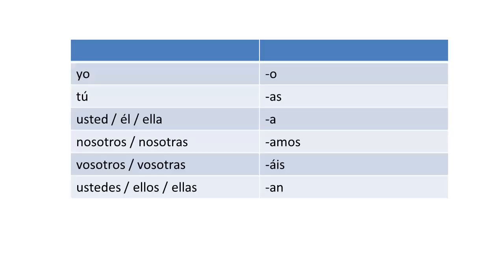So the first thing is, just remember you have to memorize the endings for AR verbs, the endings that go with each subject pronoun. There's no way around it. You just have to do it. So spend a little time memorizing.